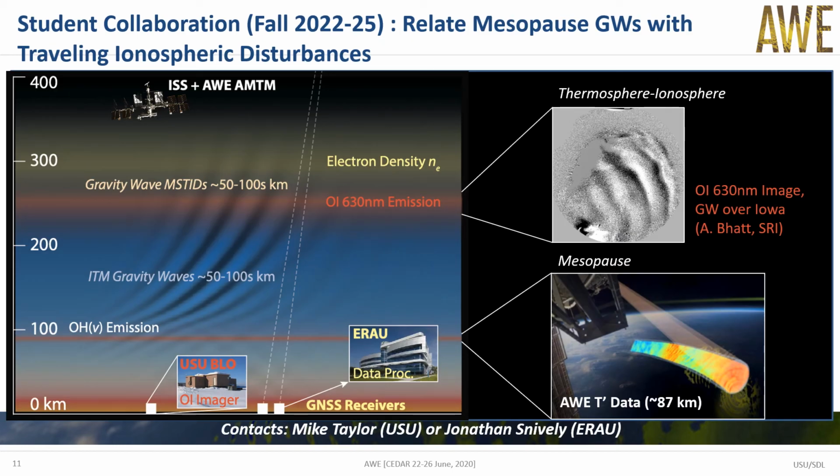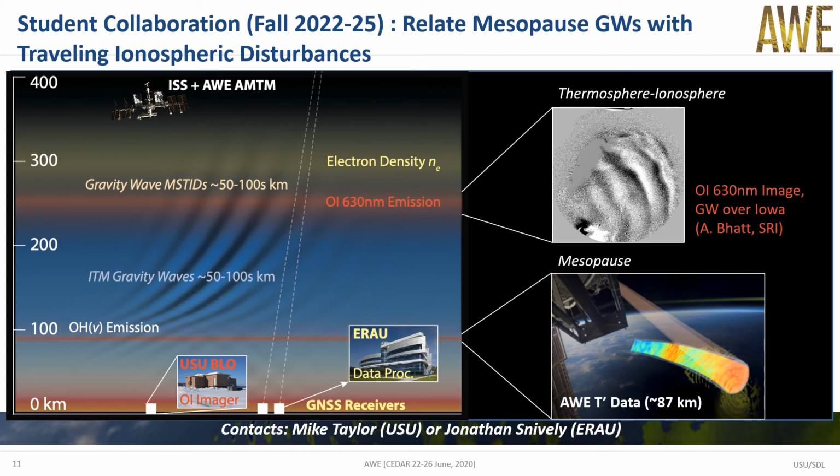Before closing, I would like to introduce our student collaboration program, which will be conducted in parallel with our OR mission. This collaboration includes students from Utah State University and Embry-Riddle Aeronautical University. Working remotely together in teams, they will investigate the occurrence and properties of gravity waves observed at the mesopause and their occurrence and signatures in the overlaying ionosphere.